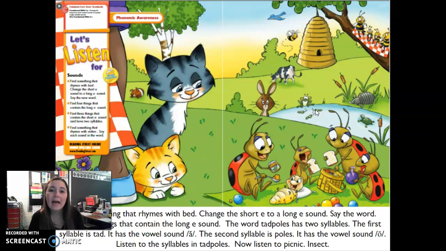All right, these are tadpoles. The word tadpoles has 2 syllables, so we can clap it. Tadpoles. So we clap 2 times. The first syllable is tad. The second syllable is poles. So when we combine the 2 syllables, we get one word, tadpoles. The vowel sound in tad is ah. It's our short A. The second syllable is poles, and it has our long O that says O. So when I clap the syllables, tadpoles, I can break it into 2 pieces.